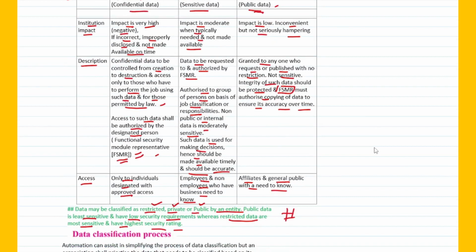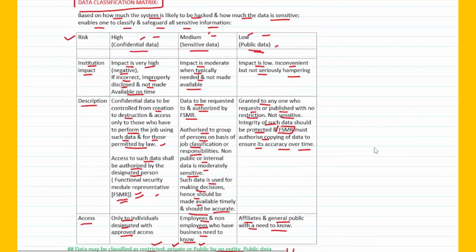When we talk about the high, in terms of institution impact it is very high, and if the data is incorrect, improperly disclosed or not made available, then it can prove very damaging for the business, and it should be made available on time. Description: it should be controlled from creation to destruction and available only to those who have to perform the job using such data and for those permitted by law.